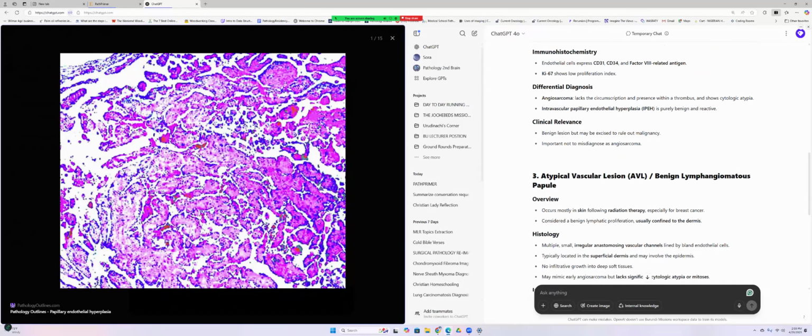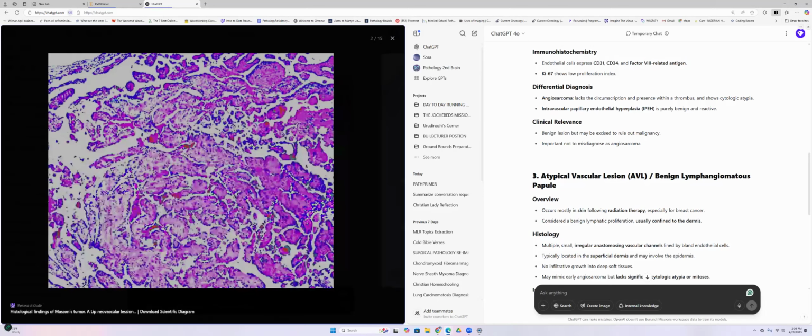The potential differential is angiosarcoma, but angiosarcoma will not be well circumscribed, will not occur within a thrombus, and will be atypical. Intravascular papillary endothelial hyperplasia is purely benign and reactive. The lesion may be excised to rule out malignancy. It's important not to misdiagnose it as angiosarcoma.